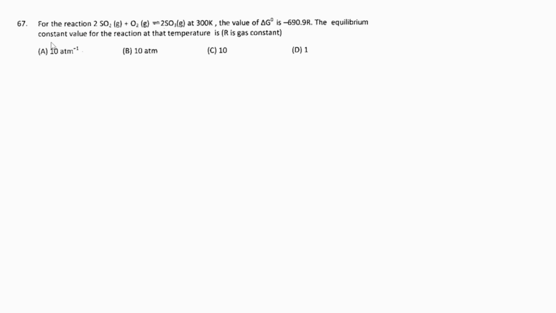Okay. Now the next question. In this question, you are given an equation 2SO2 plus O2 gives 2SO3 at a temperature. My del G naught value is given. I need to find the equilibrium constant, that is my K value, when R is my gas constant. So if I just write the equation, it is 2SO2 plus O2 gives 2SO3. And I am given del G naught is minus 690.9 R. T is given to be 300 Kelvin.